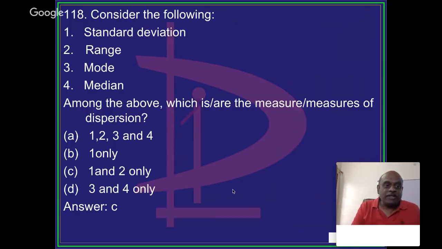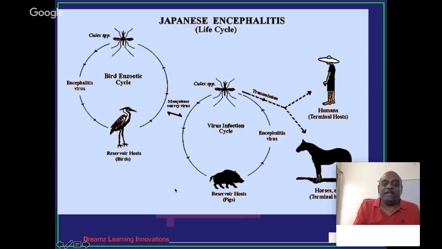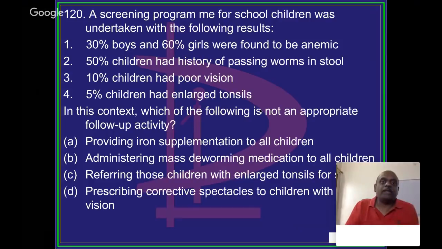Ravi Kumar says 1 and 2. Correct. Absolutely. Pig, mosquito, pig. Basic cycle of transmission ka hota hai. Pig bolte hi humko encephalitis yaad aata hai. So Japanese encephalitis. Pig, mosquito, pig is the one which you should not forget. Definitely one question on the various life cycles. Favorite question of the examiner, arboviruses. Okay, doc. Now, a screening program for children was undertaken.